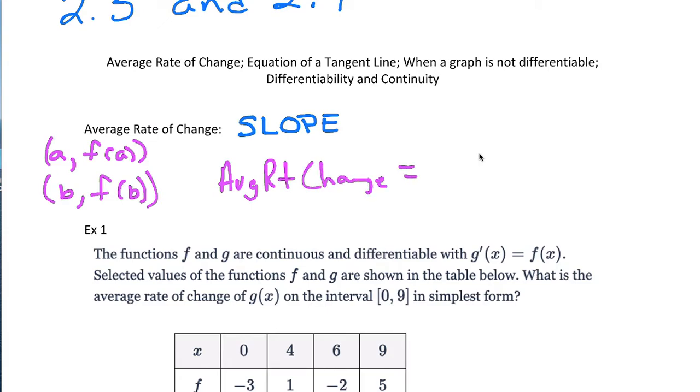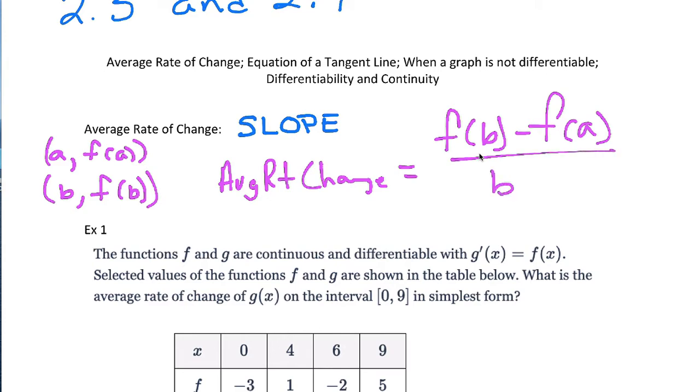is just going to be doing the slope. So f of B minus f of A divided by B minus A. So just using the slope formula.